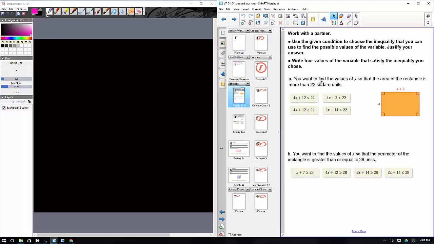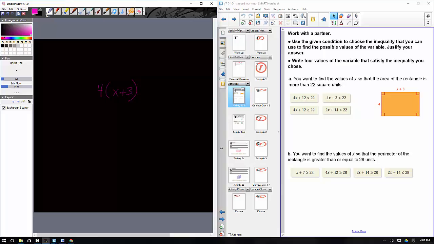It says you want to find the values of x so that the area of the rectangle is more than 22 square units. The first thing we have to do is figure out the area. We'll set it up as 4 times x plus 3, and of course we want it to be more than 22. So it's not equal to, it's got to be more than.